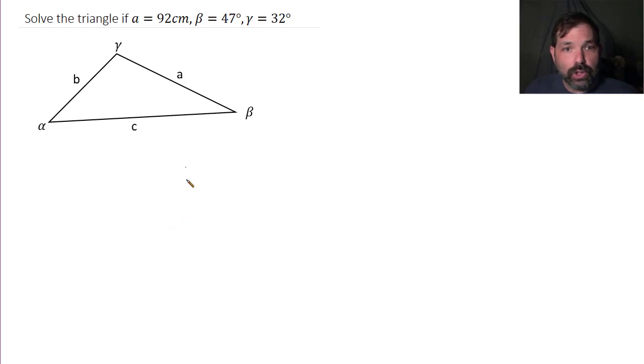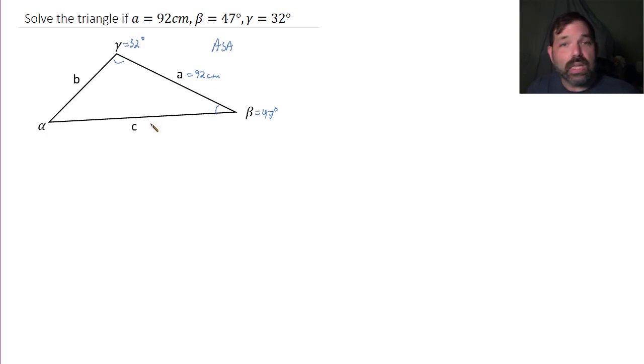So let's solve this triangle. Here, I've drawn the triangle again for you. Now we're told that A is 92 centimeters, beta is 47 degrees, and gamma is 32 degrees. So I have an angle, a side, and an angle. I have the angle, side, angle situation.